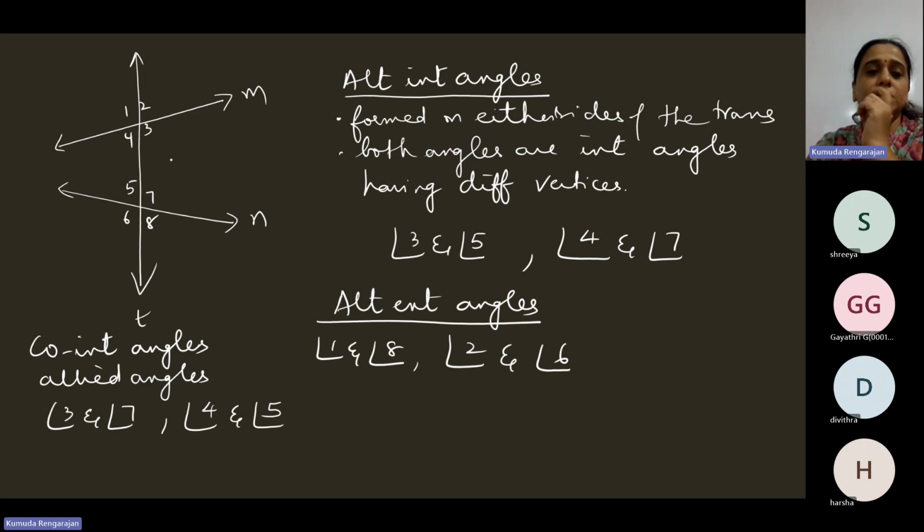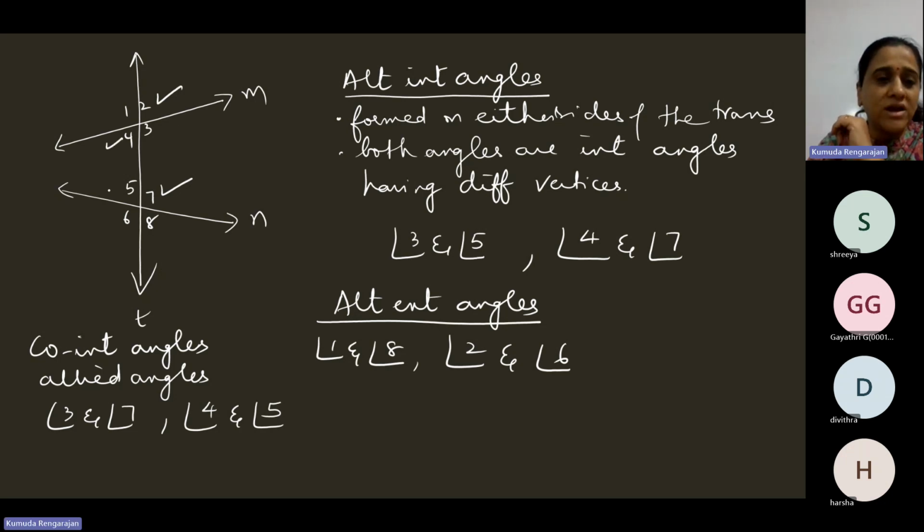Now in this figure, angle 2 and angle 7, can you call them corresponding angles? Yes, ma'am. M is not parallel to N. But 2 and 7 are corresponding angles, but they are not equal. Why? Because the lines are not parallel.